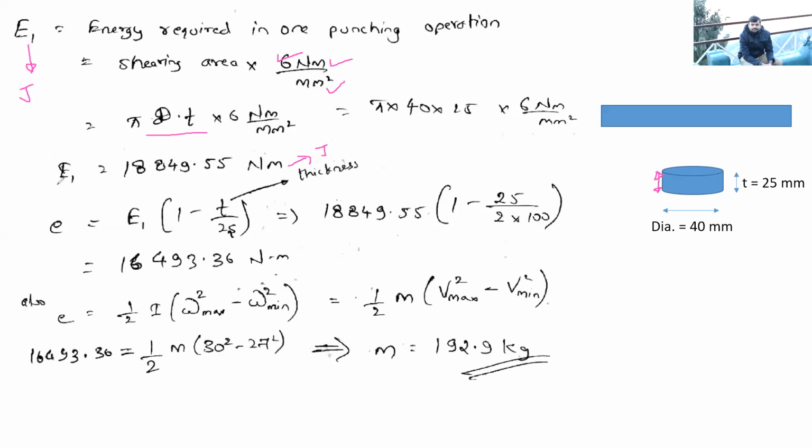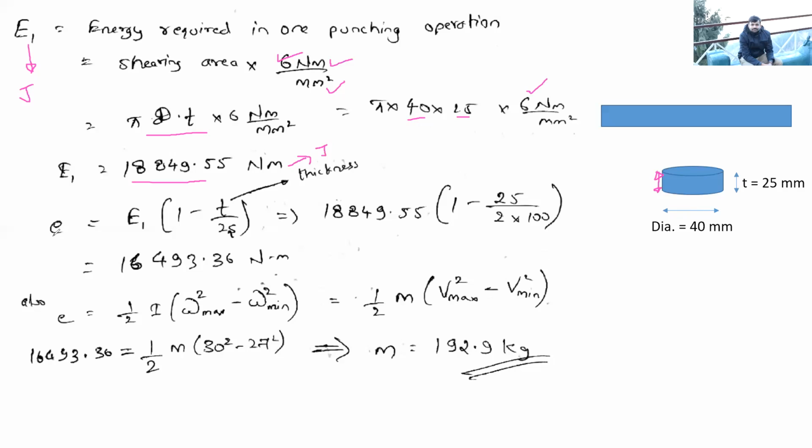All right, so E1 comes out to be this value, because the diameter of the hole is 40 mm, it is given in the question, and this thickness is 25 mm. Okay, and multiplied by this value which is given to us in the question.